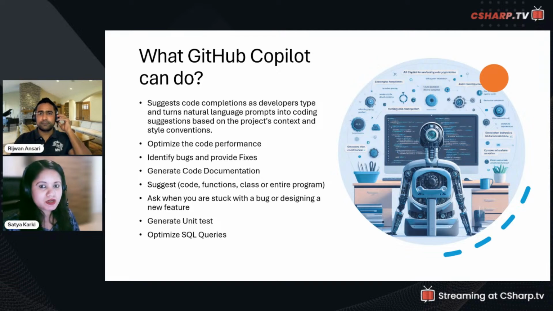Besides this, we can use GitHub Copilot to generate code documentation. For documentation purposes also, we can use GitHub Copilot and it suggests based on your code, your functions, class, or the entire program. It can give suggestions for the improvements, modifications, and optimization of our program. Additionally, when we are stuck somewhere in a bug or designing new features, we can ask how to do it. If we don't know, we can ask Copilot, get the suggestions and move on. Additionally, we can use GitHub Copilot to generate unit tests, to optimize our SQL queries, and so on.